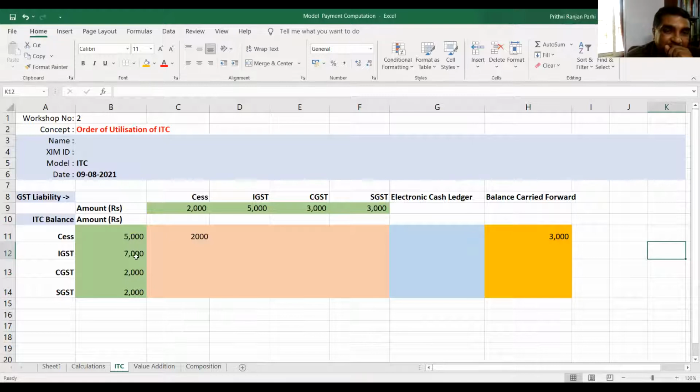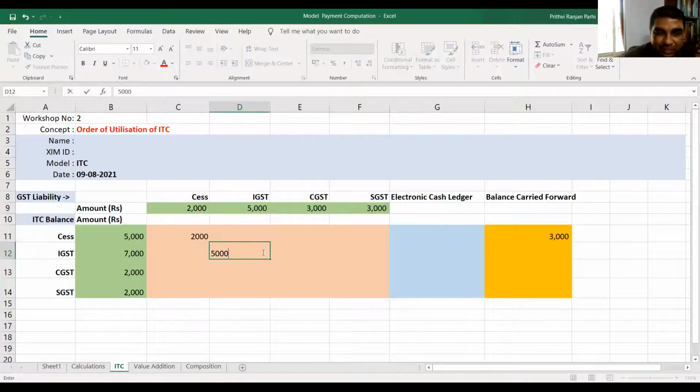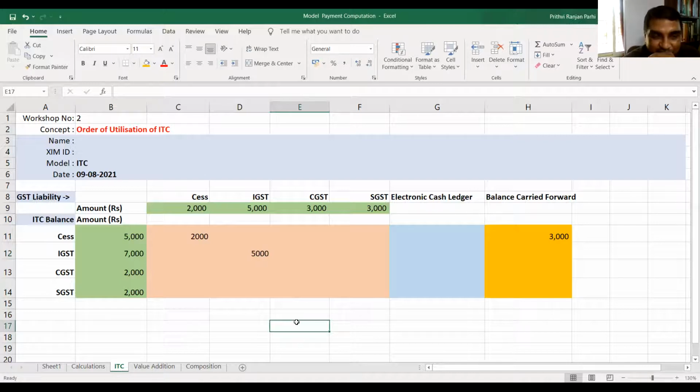Next, I have an IGST liability of 5,000. How to use it? Tell me. Sir, from the ITC balance of IGST, 7,000 balance is there. How much is to be used here? 5,000. Okay, now how much is the IGST balance still? 2,000.